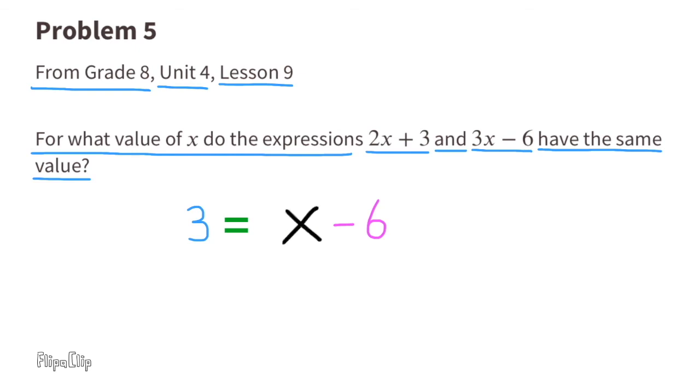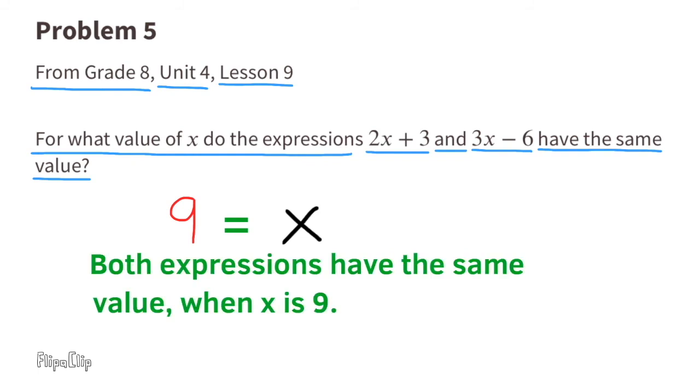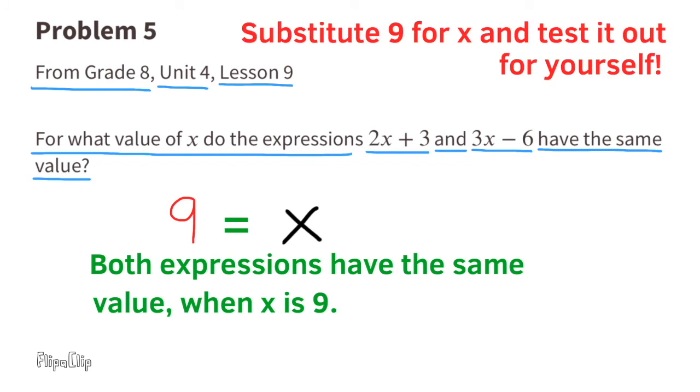Now to get the x by itself, we have to get rid of the negative 6, and we'll do that by adding 6 to both sides. Negative 6 plus 6 cancels each other out, and 3 plus 6 is 9. X equals 9. Both expressions have the same value when x is 9. Substitute 9 for x and test it out for yourself. 2 times 9 plus 3, and 3 times 9 minus 6.